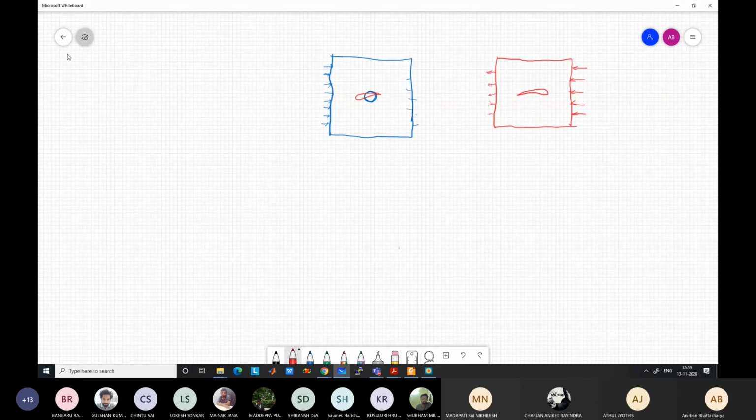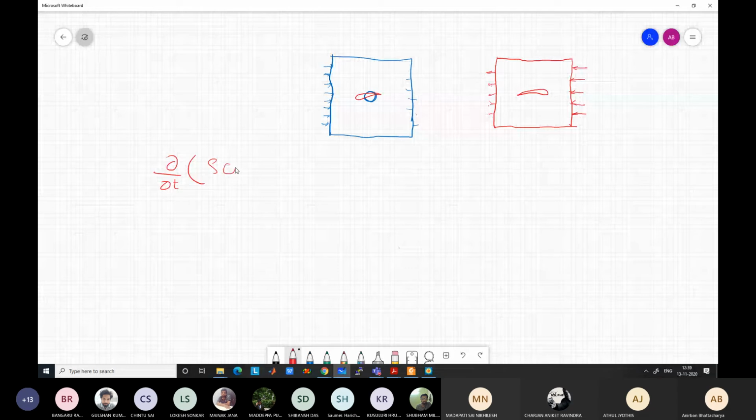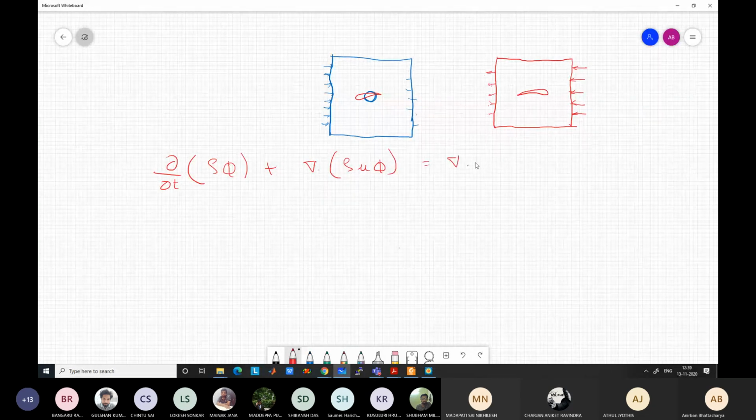convective term. So if I have a general equation like this, del T of rho phi plus del dot rho u phi is equal to del dot gamma del phi plus source term S phi.